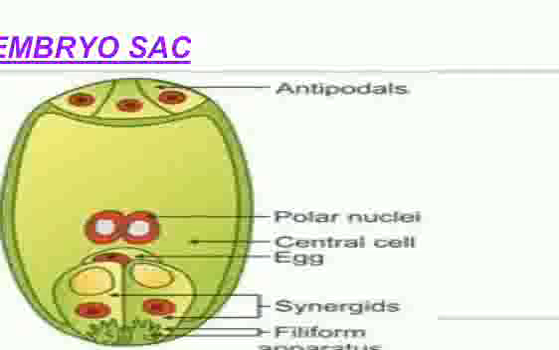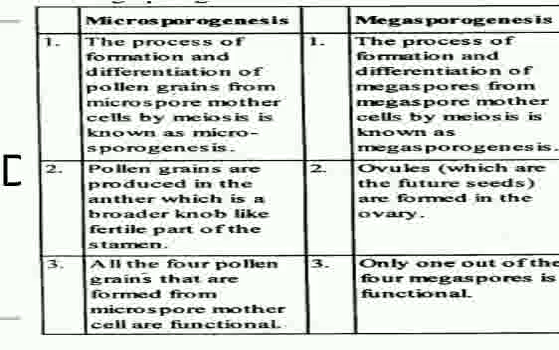This may, however, be nutritive in function. Thus, antipodals may play a nutritive role, but ultimately they get disorganized. Thus, the typical angiospermic embryo sac at maturity is an 8-nucleated, 7-celled stage. Now, you have studied here in detail the process of microsporogenesis and megasporogenesis, or in other words, the development of the male gametophyte and the female gametophyte. What were the various differences you can enumerate between the two?